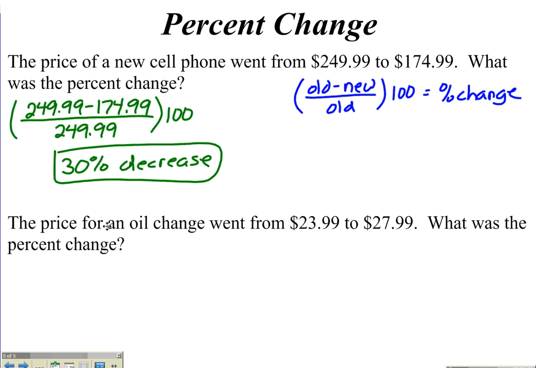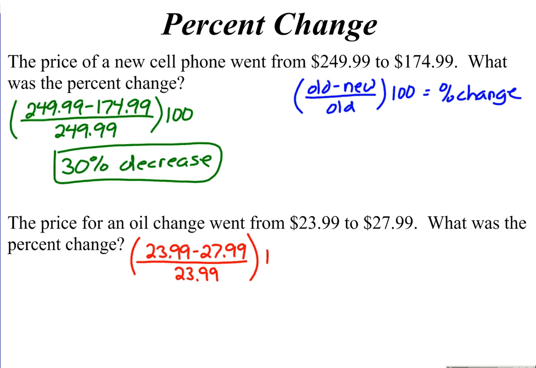Last one. Price for an oil change went from $23.99 to $27.99. What was the percent change? Same formula. Doesn't matter that in this case it's increasing. Old price minus the new price divided by the old price. And then we need to change that to a percent. We do that by multiplying by 100, which is doing the same thing as simply moving the decimal point 2 spots to the right. Plug all that into your calculator. We get about a 16.7% increase in price for the oil change.